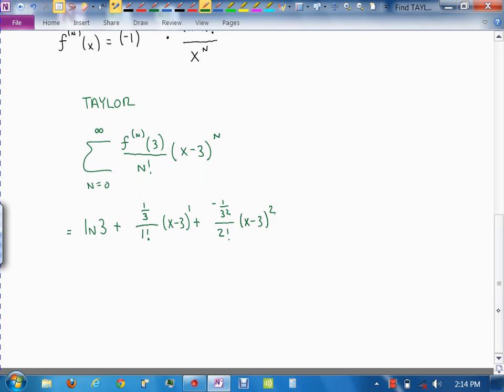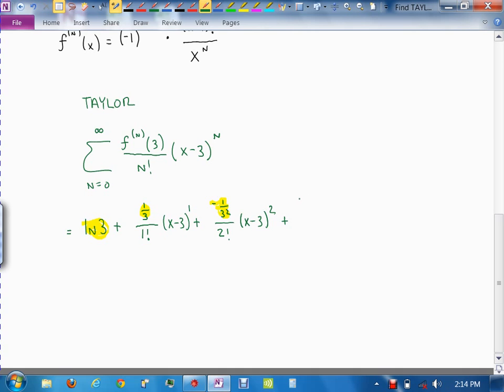Are y'all following this? All these numbers right here, the natural log 3, the 1/3, the negative 1 over 3 squared, those are all my little c sub n's that I got from taking the derivatives and plugging in. The n factorial, x minus 3 to the n, that's just part of Taylor's formula. That's just this part right here. What's the next one?